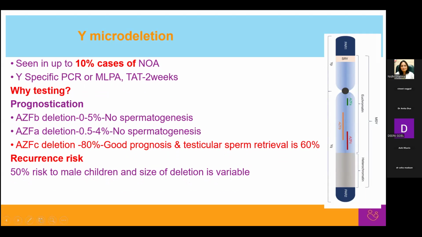Because AZFC deletion accounts for 80% of cases of impaired spermatogenesis and no sperms in ejaculate, but this has a good prognosis. Testicular sperm retrieval is 60%, which is a ray of hope for infertile patients when they are hopeless that they will not be having their male partner's sperm. And recurrence risk is 50% to the male children, and size of deletion can be variable because of the recombinations. So these are the most important factors. Why do we go for Y microdeletion and genetic testing?